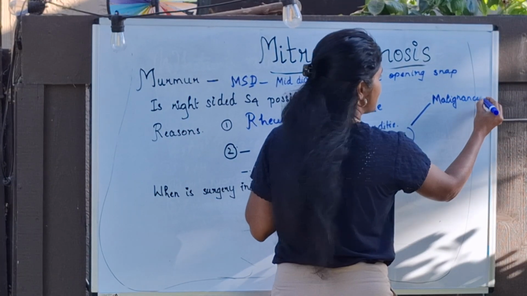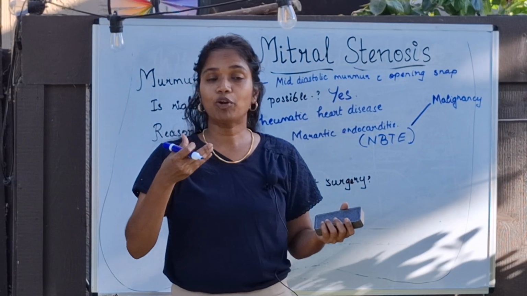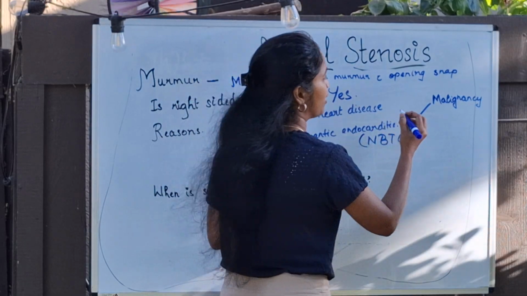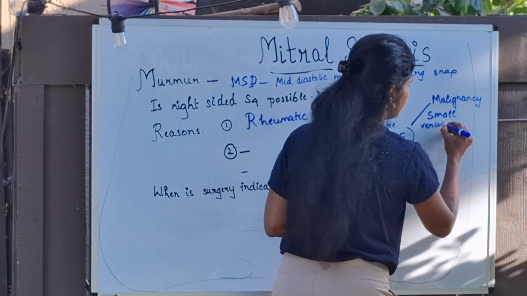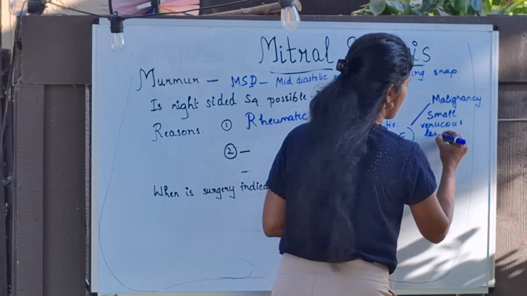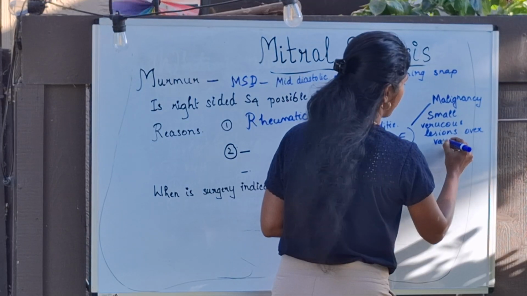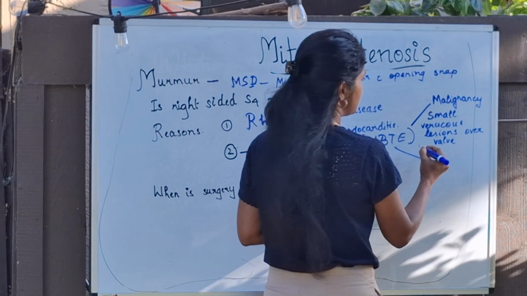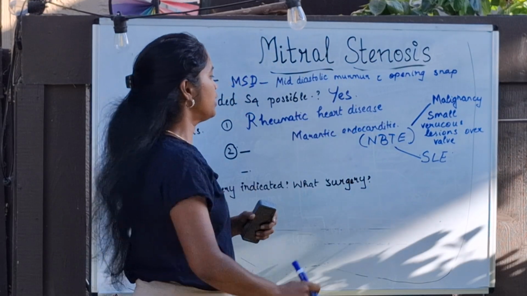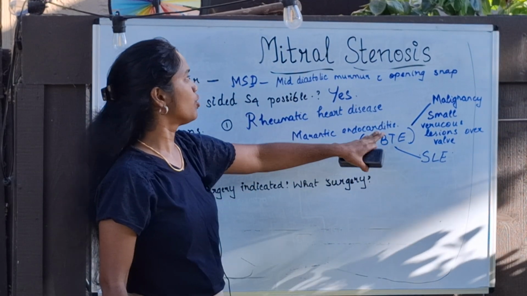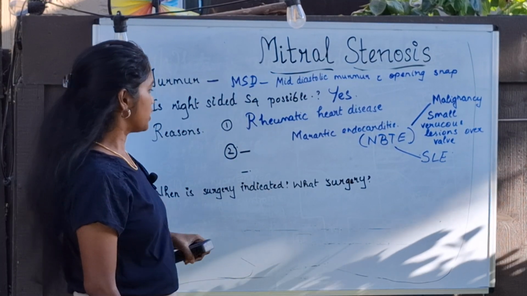What happens in malignancy? Certain malignancies present in a hypercoagulable state. Therefore, they will have small verrucous lesions over the valve, resulting in mitral stenosis. The second important reason is SLE. SLE can also result in marantic endocarditis, or non-bacterial thrombotic endocarditis, resulting in mitral stenosis. These are the two important reasons for mitral stenosis.